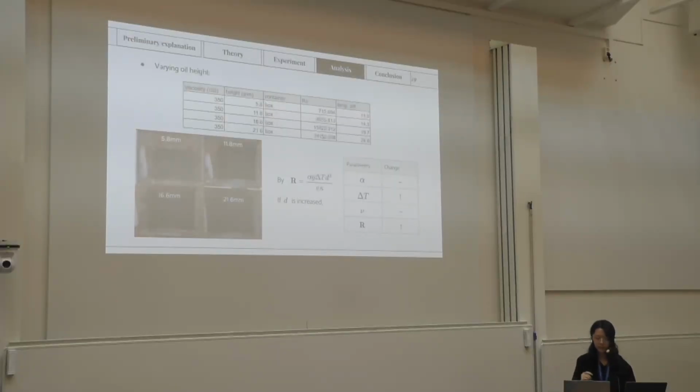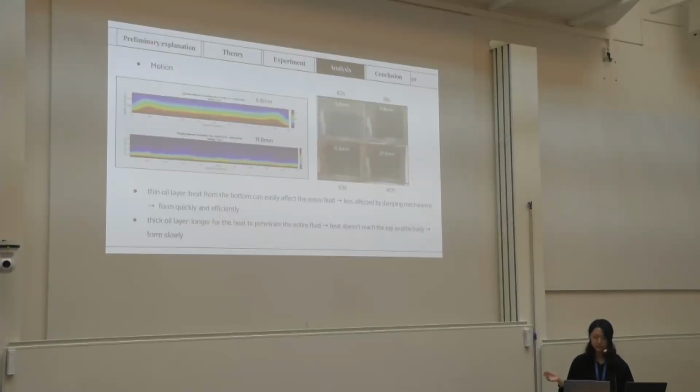Now we vary the oil height. As oil height increases, the temperature difference in d also increases accordingly, and the Rayleigh number will also increase. This trend is agreed by our experimental results. It is observed that the thinner the liquid, the faster it is for cells to form. As heat from the bottom can easily affect the entire fluid, velocity increases and the driving mechanism dominates.